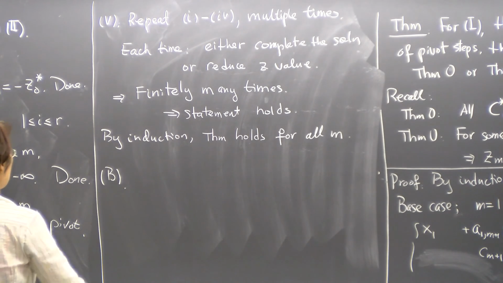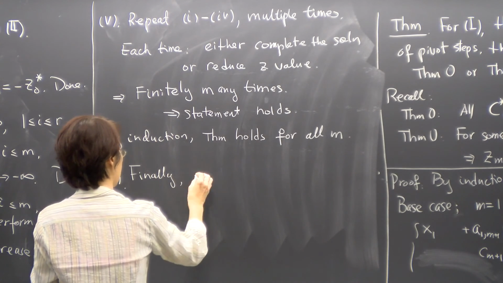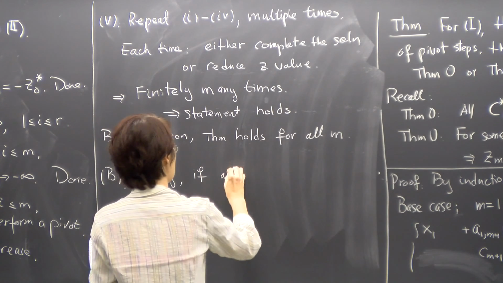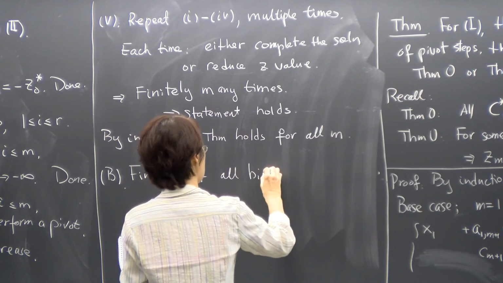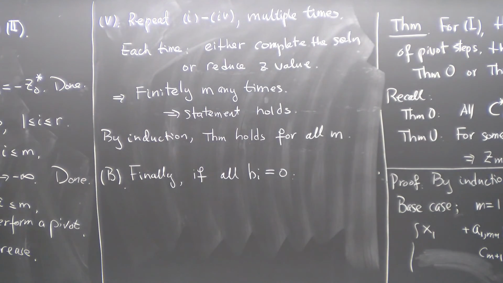So with the final case, finally, if now all the BIs are 0, what can I argue? I think in one line I can finish it. Anyone want to comment? You want to check the two lemmas we put up at the beginning?